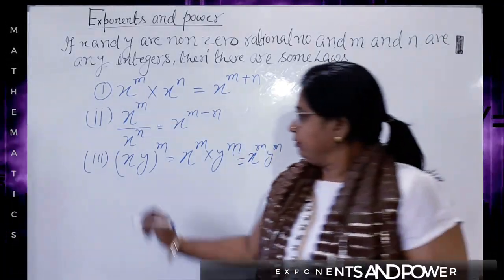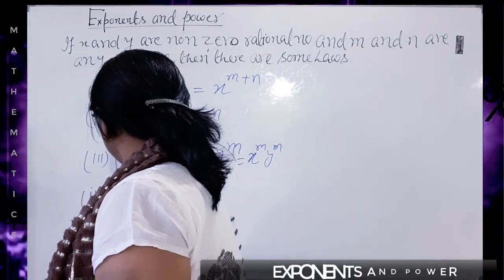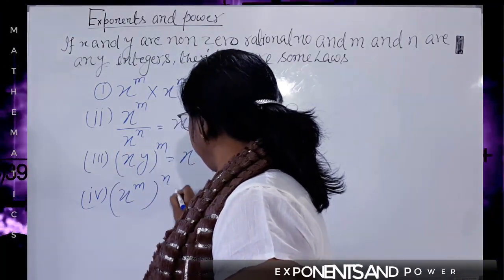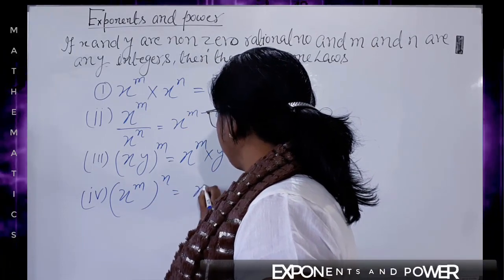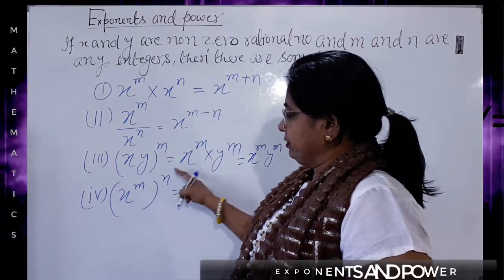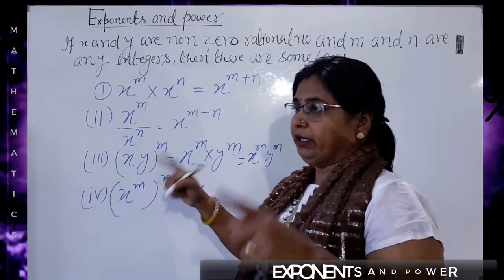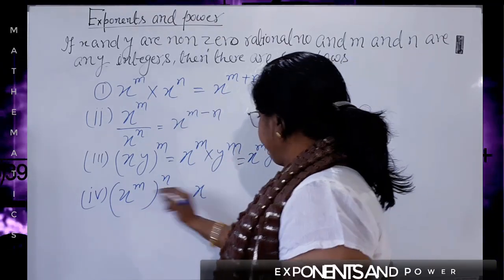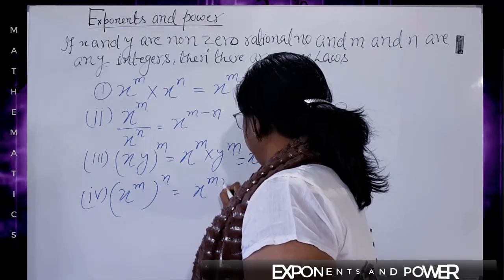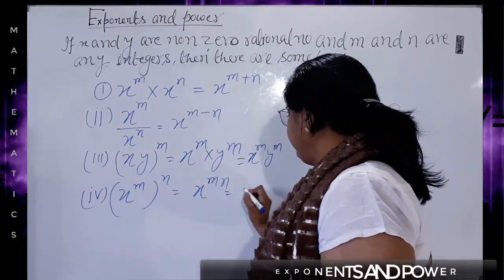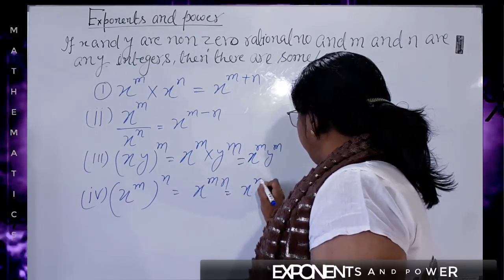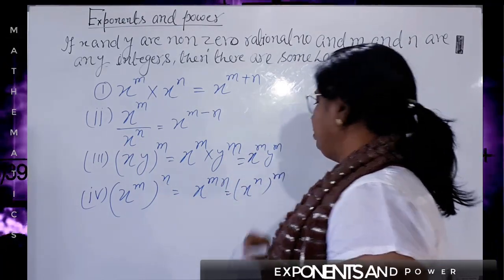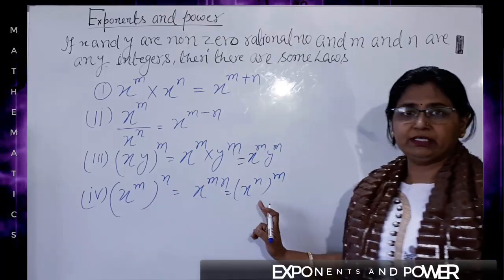Now, fourth law is x to the power m whole to the power n is equal x to the power all powers, just like x to the power m whole to the power n whole to the power any other integer, then all will multiply x to the power mn, or we can write x to the power n, there can interchange that place, x to the power n to the power m. Like this also we can represent.